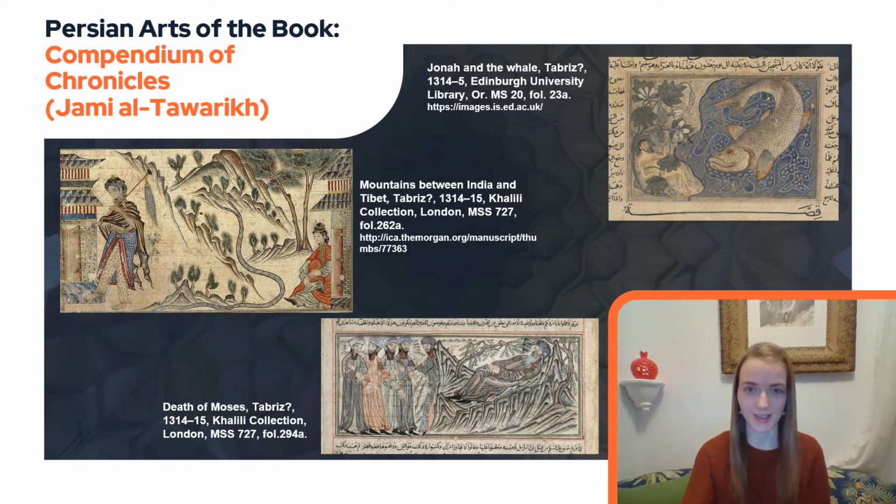Let's go to the next case study, the so-called Compendium of Chronicles, or Jami al-Tawarikh, composed by the Mongol vizier Rashid ad-Din. This book was commissioned by the Mongol Ilkhanid rulers of Iran to create a world history encompassing different religions and peoples around the world, basically to legitimize their own rulership.